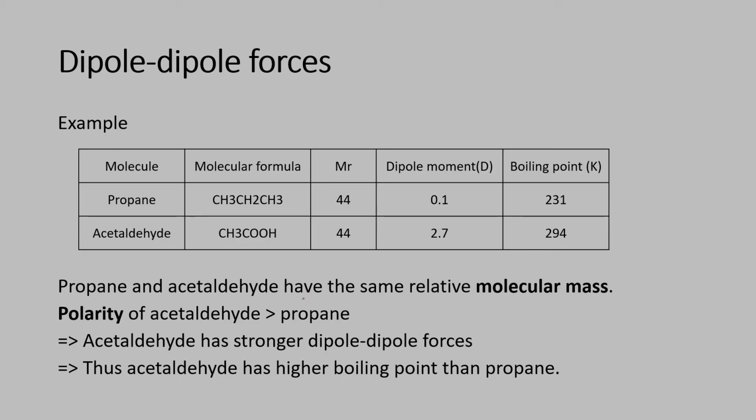So we have propane and acetaldehyde. Acetaldehyde has carbon and oxygen, where the electronegativity difference is quite high. See, it has a dipole moment, while propane's 0.1 is negligible. And look at the boiling point, it is higher because it has the dipole-dipole forces. The dipole-dipole force attracts each molecule closer to each other. It has an extra bond.